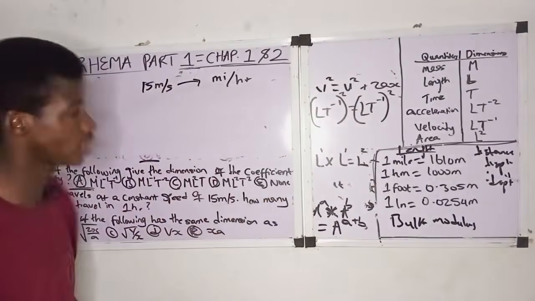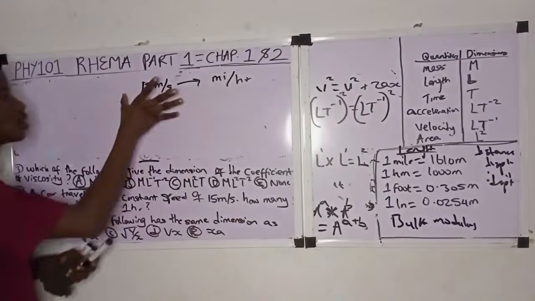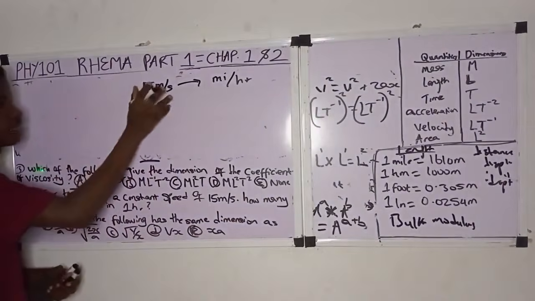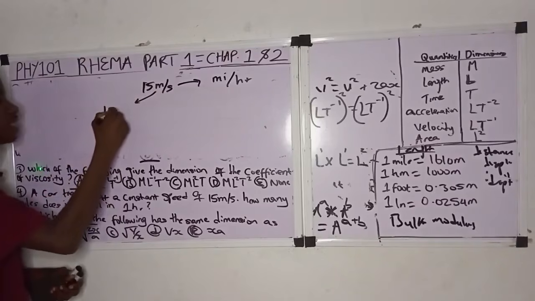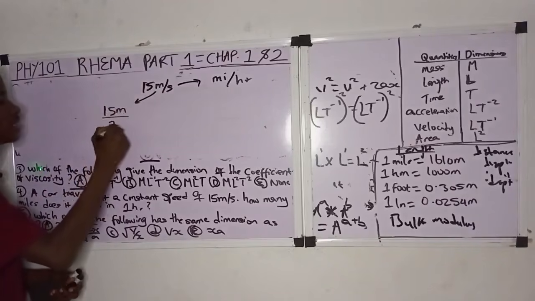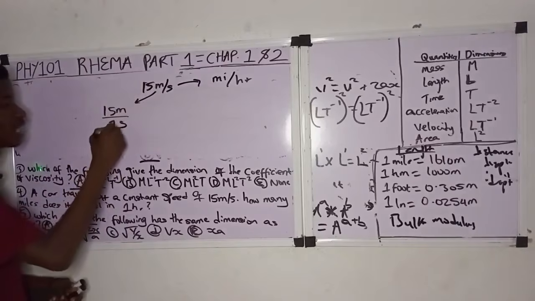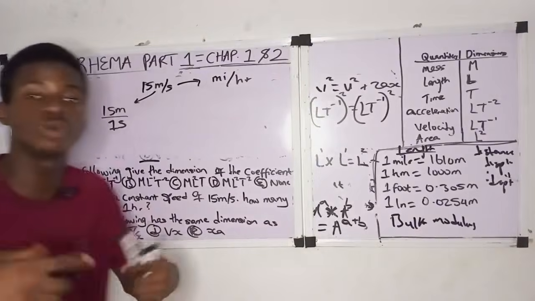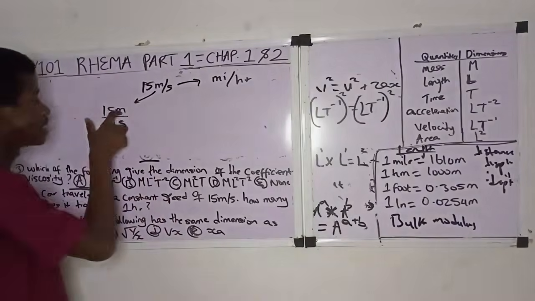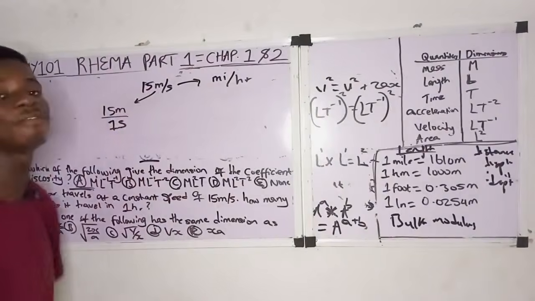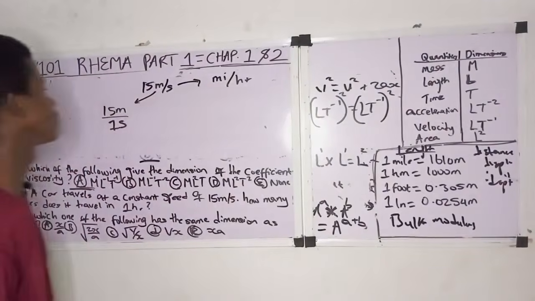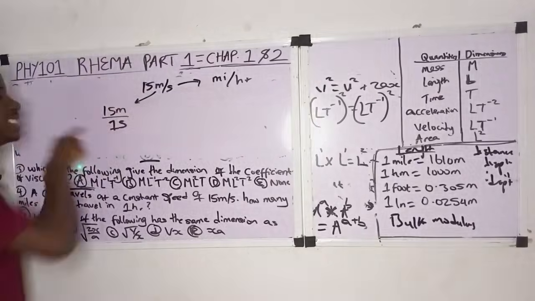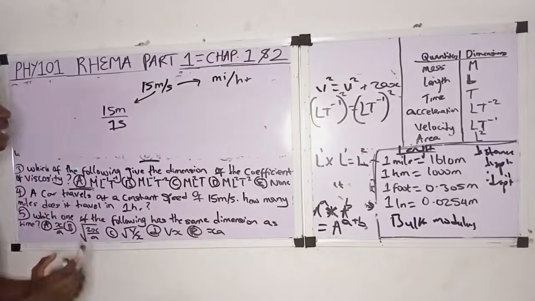So now let me teach you how to do it. You know that 15 meters per second means that 15 meters is dividing 1 second, right? Anything divided by one gives the same thing, so 15 meters divided by 1 second gives us 15 meters per second. What are we going to do?